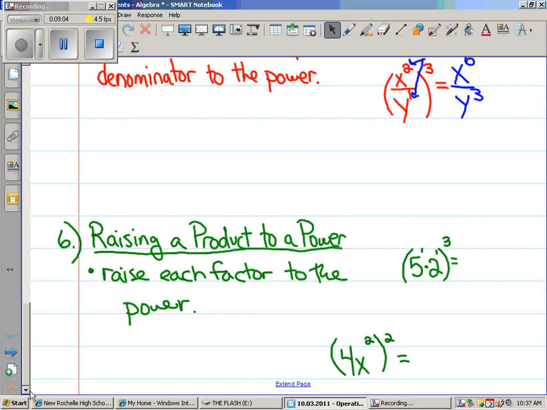Take a look at this last one. Suppose you have stuff going on inside the parentheses. Once again, it is pouring. You've got to distribute that 3. That's 5 to the 3rd times 2 to the 3rd, and then we have to figure out how much that is. 5 to the 3rd times 2 to the 3rd is, I think, 1,000.